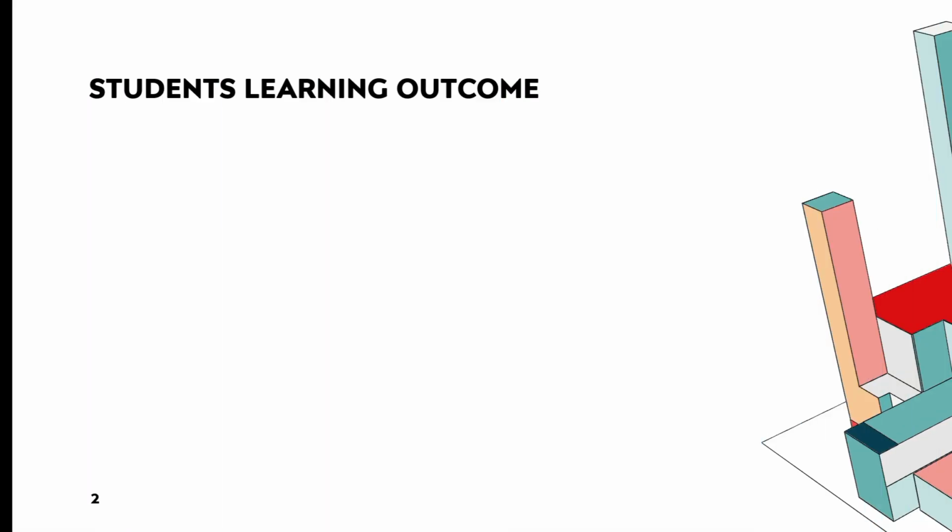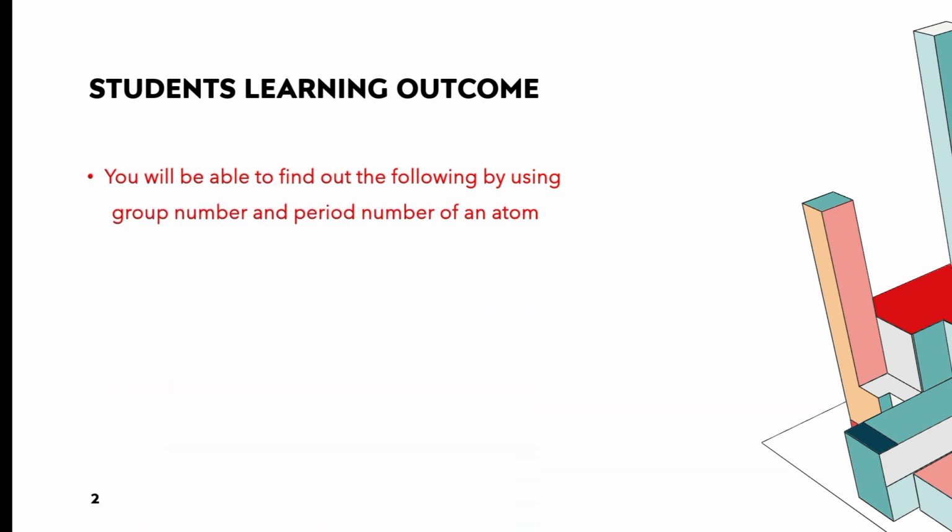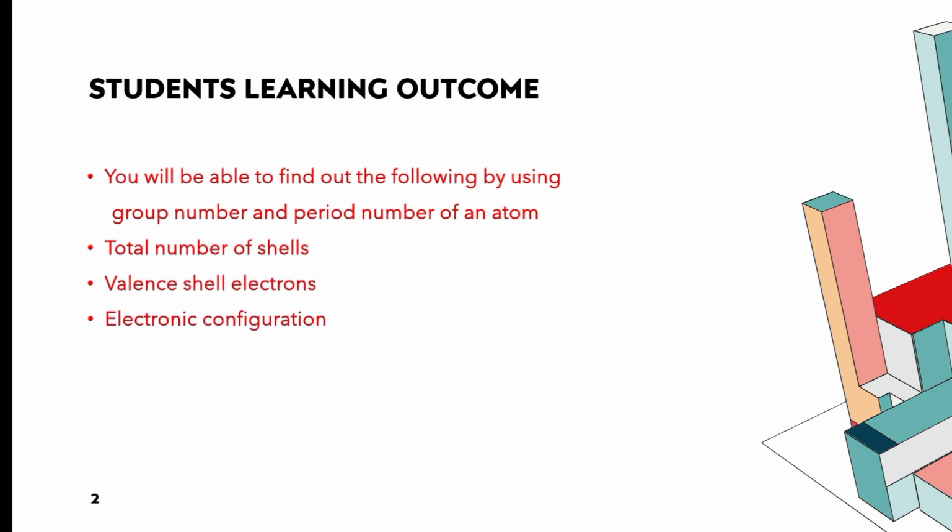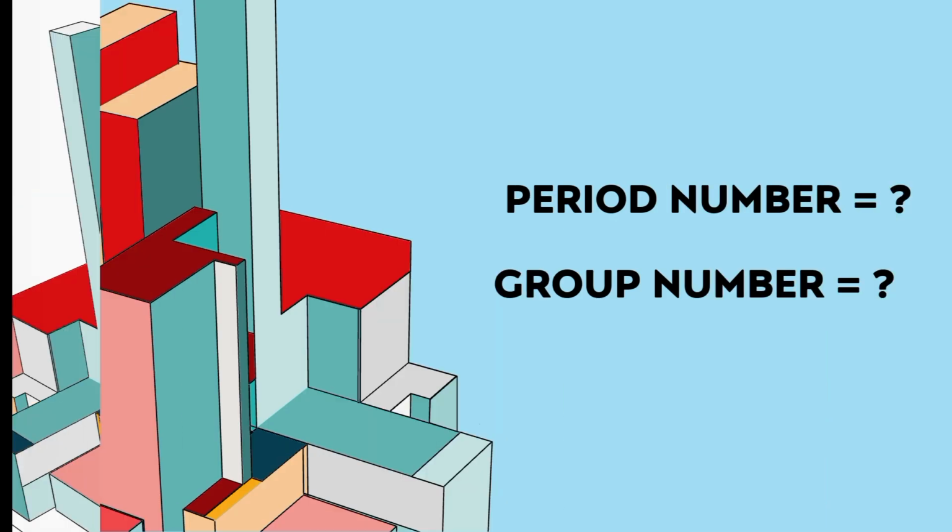So students, the learning outcomes of this activity are that you will be able to find out the following by using the group number and period number of an atom. Number 1, total number of shells. Secondly, valence shell electrons. Thirdly, electronic configuration. And last, the atomic number of the atom. So let us do the activity.